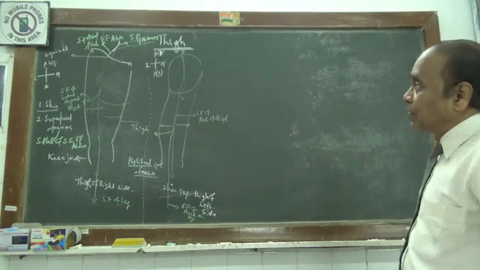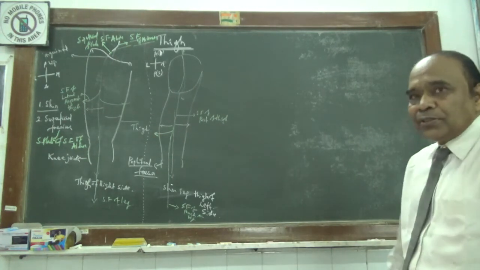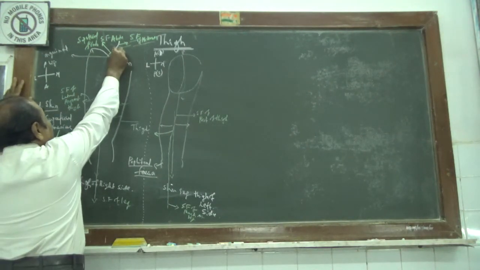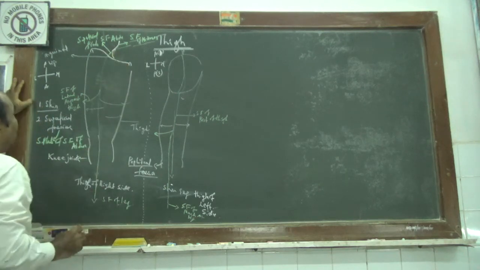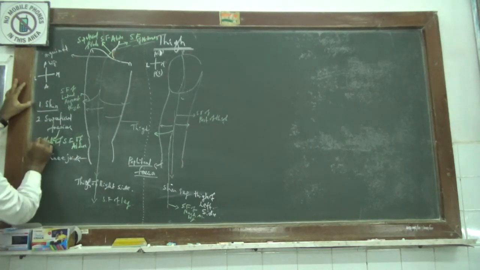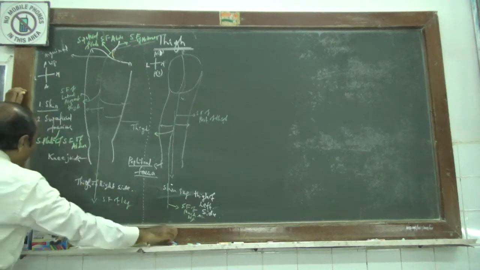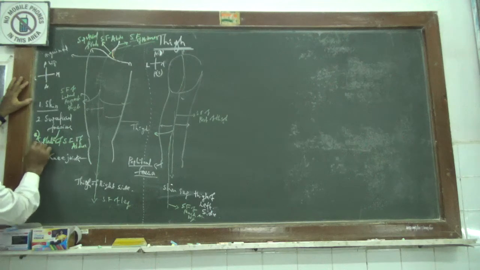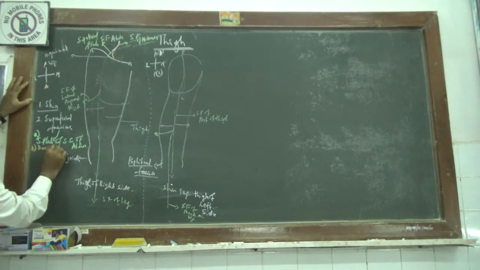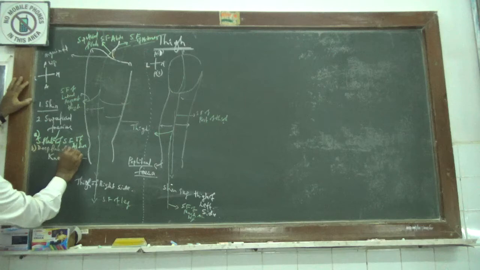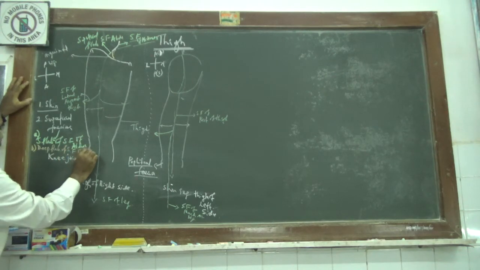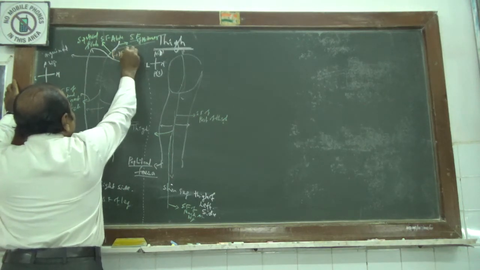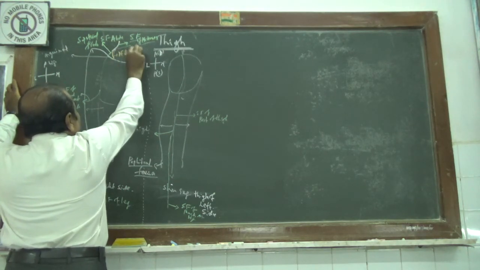Now after this, you have to go to another flap. That other flap I will mark in orange color. This is A with the green, and this will become B now. That is called the deep flap of superficial fascia of the abdomen. So this becomes the deep flap of superficial fascia of the abdomen.